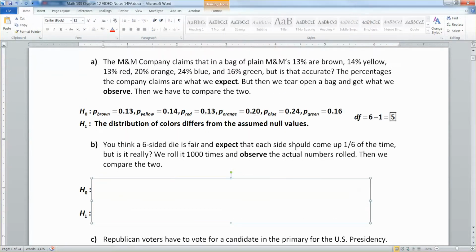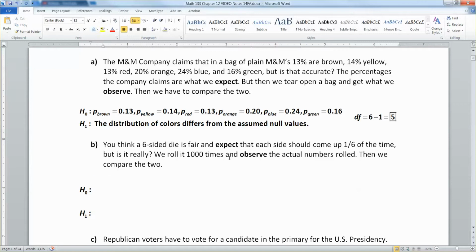There, I got that to fit in there. All right, so you think a 6-sided die is fair and expect that each side should come up 1/6 of the time, but is it really? So you assume your die is fair, then you're going to roll it 1,000 times and observe the actual numbers that are rolled, and then you're going to compare the two.